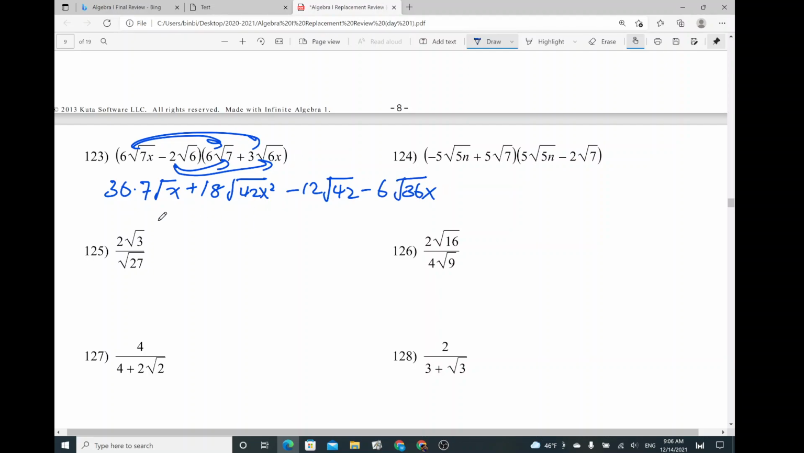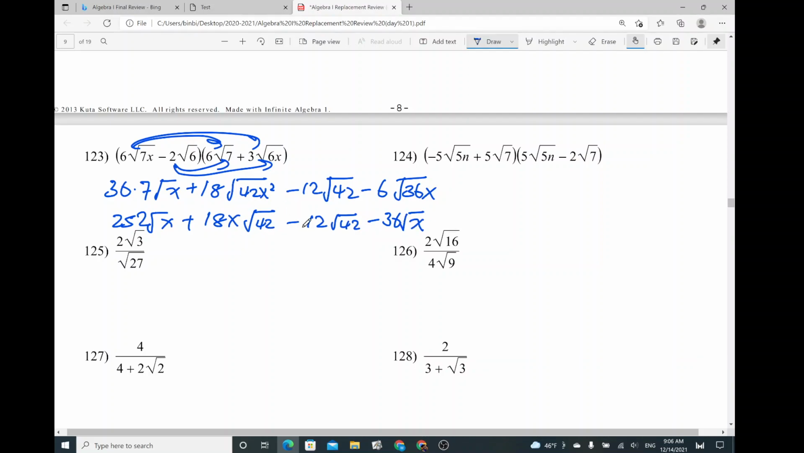And then try to simplify this a little bit. So 36 times 7, 6 times 7, 42, 3 times 7, 21, plus 4, 252, root x. And then over here, 18 root 42, anything that we can simplify? Nothing we can do with that, so leave it as the way it is. But x squared, that's just square root of x squared, that's x. 18x root 42. Minus, this one is just 12 root 42. And then over here, root 36, 6 times 6, 36, root x.